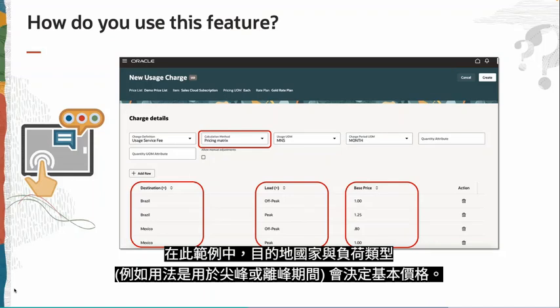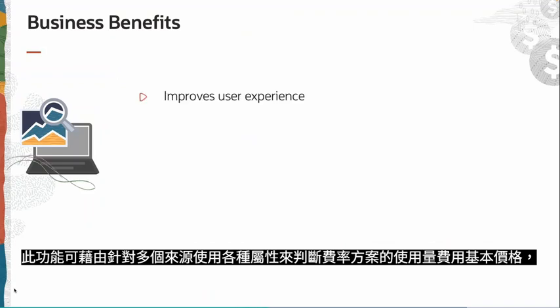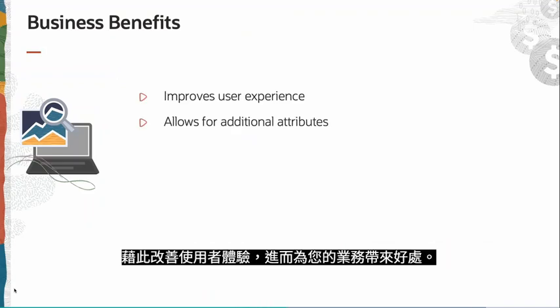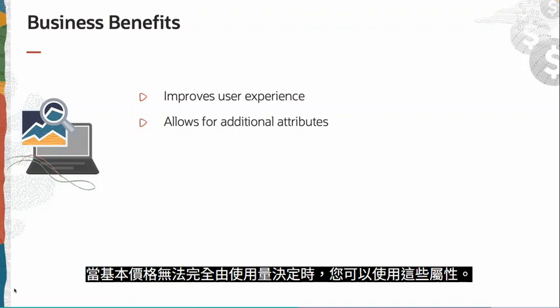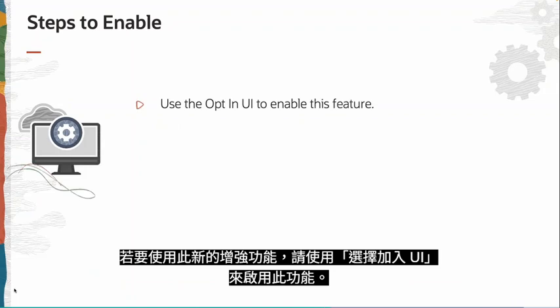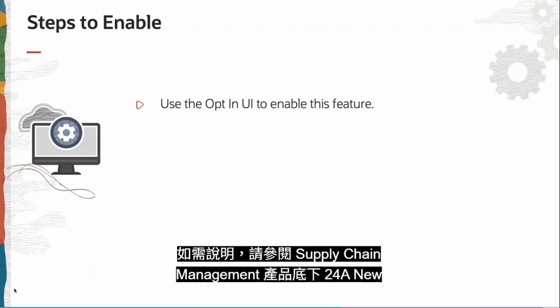This feature benefits your business by improving the user experience by using a wide range of attributes from more than one source to determine the base price of usage charges on your rate plans. You can use these attributes when the base price can't be determined solely by the usage quantity. To use this new enhancement, use the opt-in UI to enable the feature. For instructions, refer to the optional uptake section within the 24A new features document under the offering Supply Chain Management.